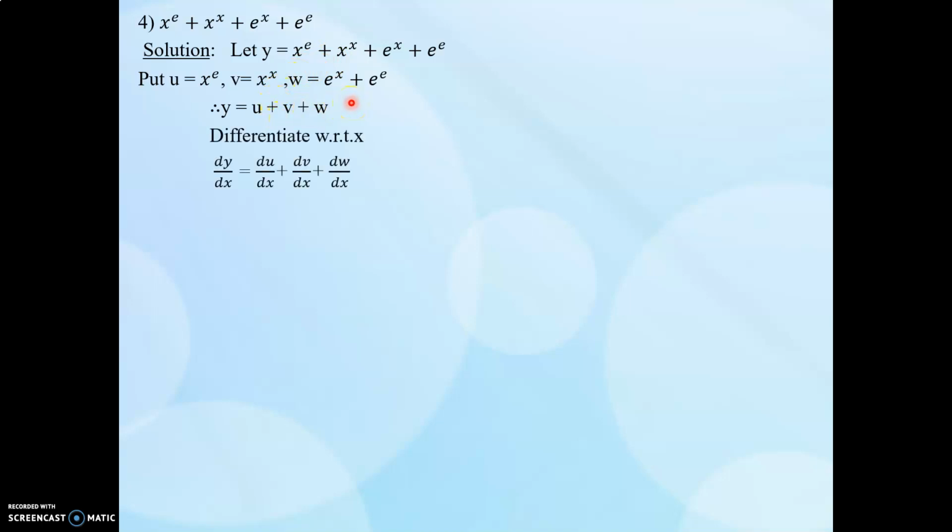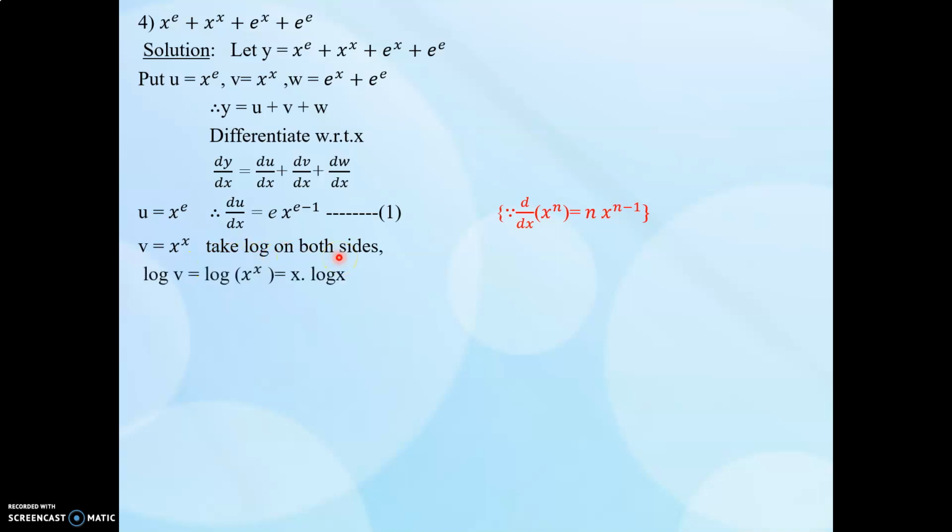Now differentiate with respect to x. This question will become dy upon dx is equal to du upon dx plus dv upon dx plus dw upon dx. So first term u equal to x raised to e. Therefore du upon dx is e into x raised to e minus 1, because derivative of x raised to n is n into x raised to n minus 1. Second term v is equal to x raised to x. Taking logarithm on both sides, log v is equal to log x raised to x. This can be written using the law of exponents, so x into log x.